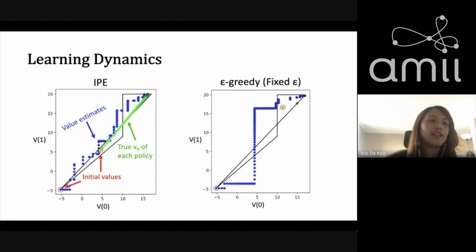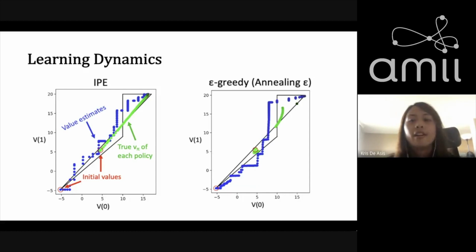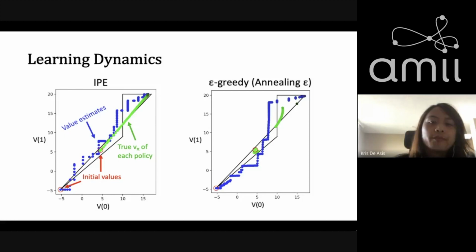So we also tried annealing epsilon, and it ends up looking like this. And it does look better in terms of staying close to the polytope, but you can still see those jumps in the value estimates of the behavior policy because it's still interpolating between these greedy policies, and it jumps around based on when the best value starts to switch.